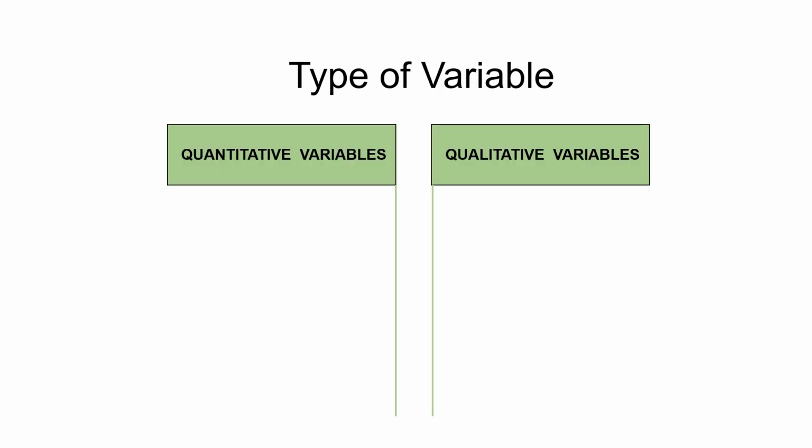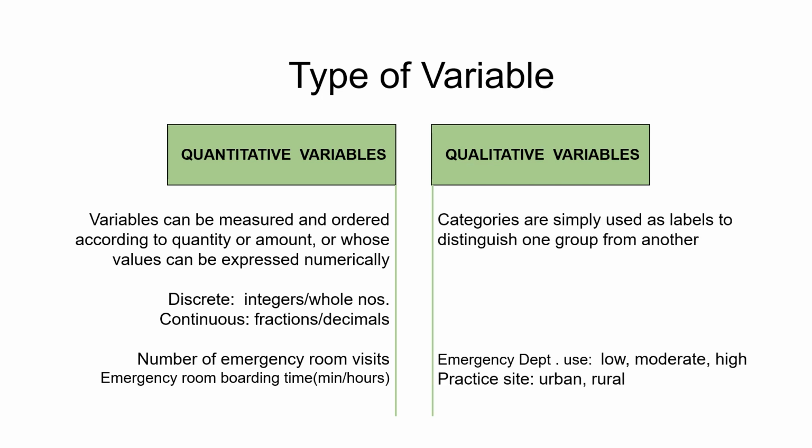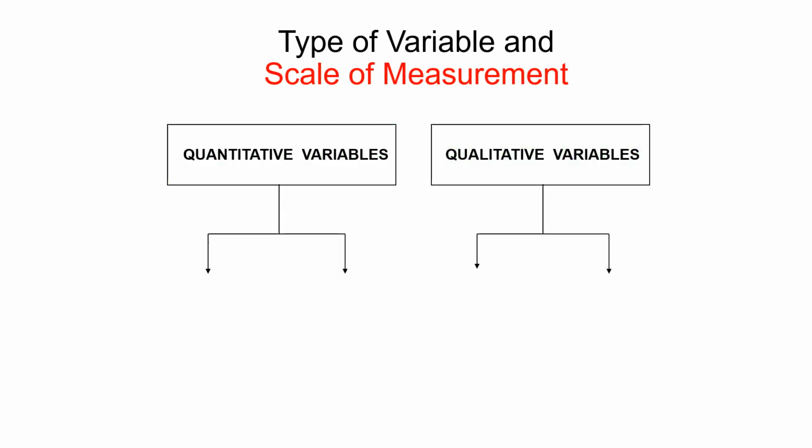As a review, there are two basic types of variables: quantitative, where they are expressed numerically, and qualitative, where they are grouped into categories, and you have the following examples. And there are four scales or levels of measurement. Under qualitative, you have nominal and ordinal, and under quantitative, you have interval and ratio. Ordinal can also be quantitative.